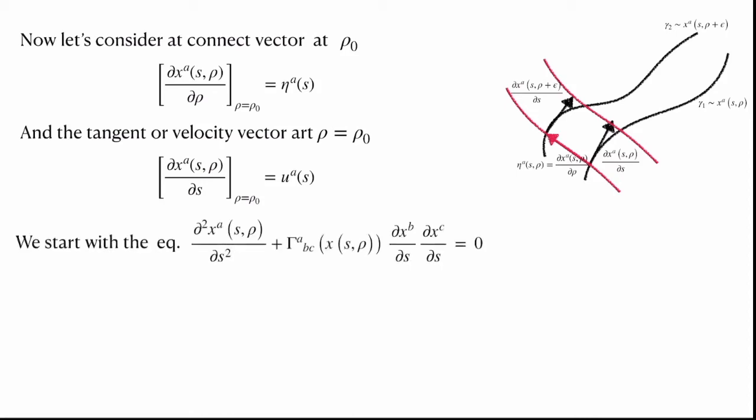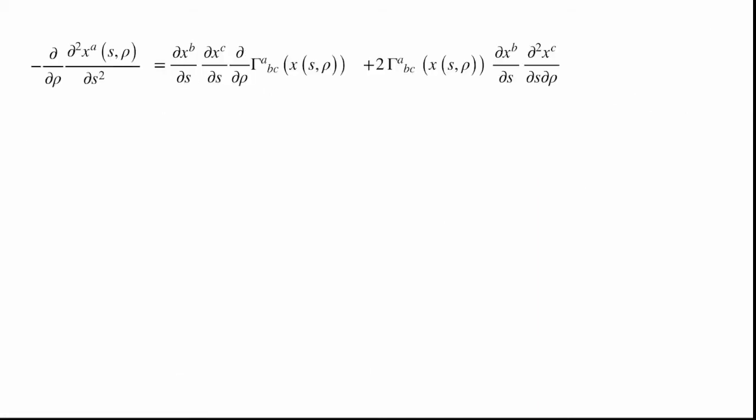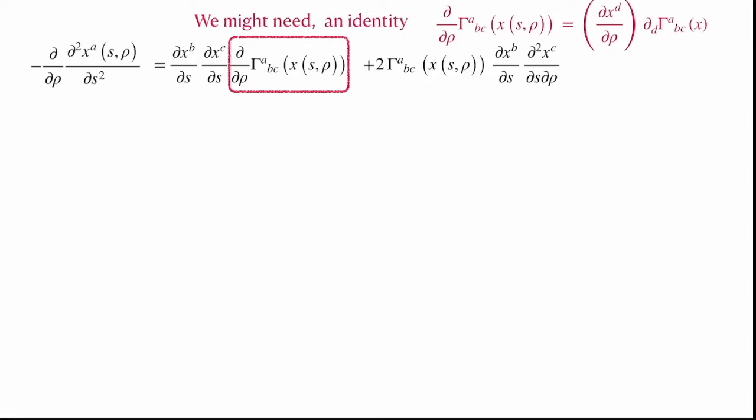We'll start with this equation, and then we differentiate with respect to rho on both sides, and this is the equation which I have already shown in the previous slide. Let us try to simplify this further and see what we get. One of the easiest things to do is to replace this differentiation with respect to parameter rho by the coordinate differentiation. We know that using the chain rule, d by d rho of gamma can be written as dx by d rho times the differentiation of gamma.